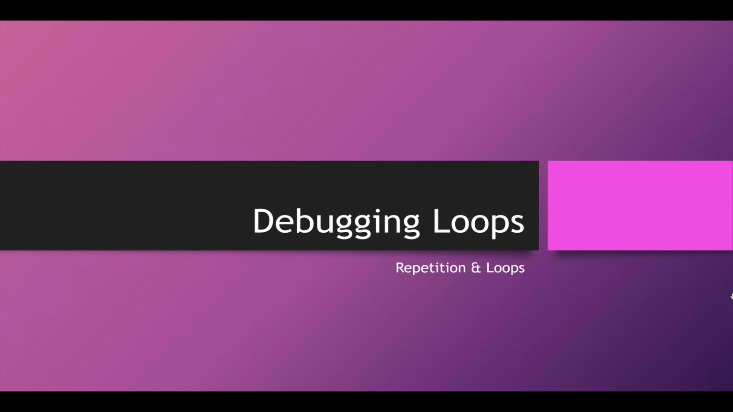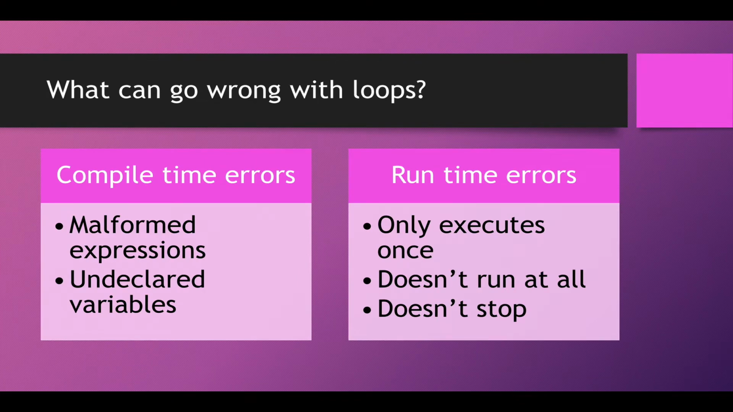In this video, we'll look at some of the things that can go wrong in loops. It falls into two categories: things that the compiler can find, compile time errors, and errors that the compiler cannot find but turn up at execution. There's more moving parts here, so more things to look for and pay attention to.